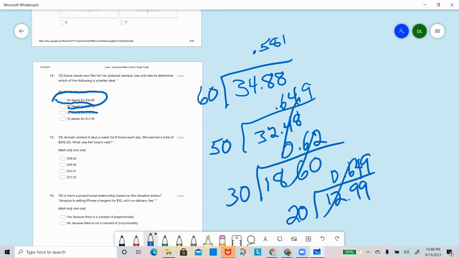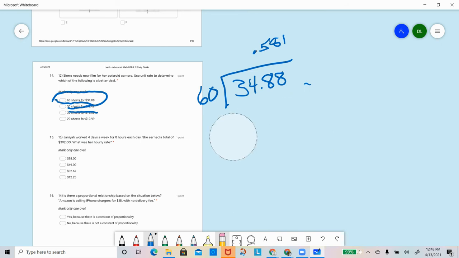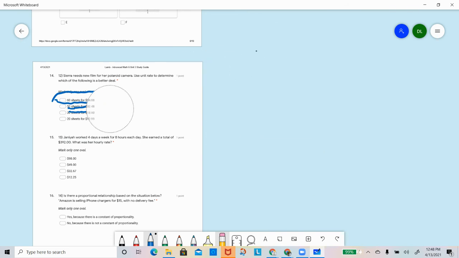There is no shortcut to doing this problem. You just have to grab a calculator and find the unit rate for each one of them. I wish there was a shortcut because it's not always going to be which one is giving you the most stuff. That's not always going to be the right answer, so you just have to do them all. Okay, let's go on to number 15.